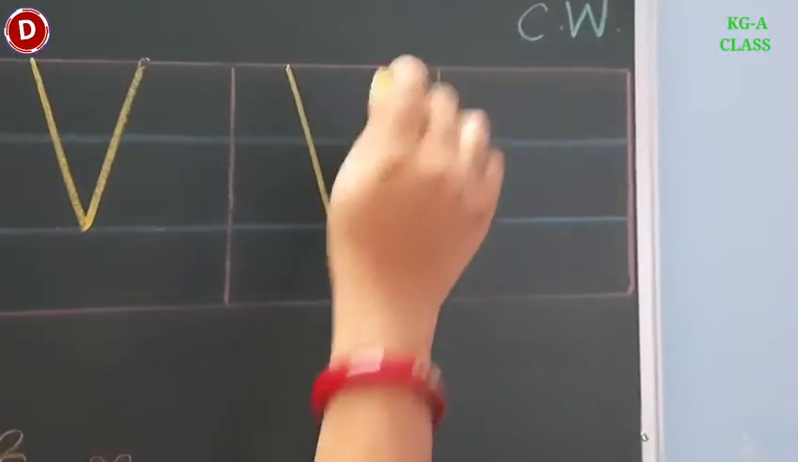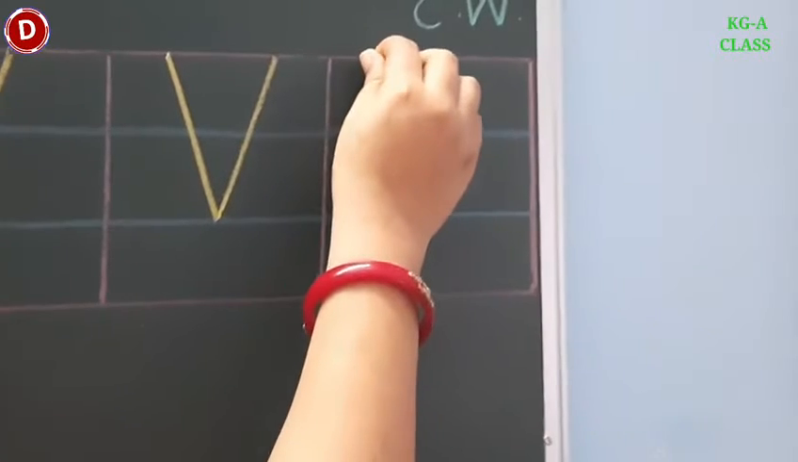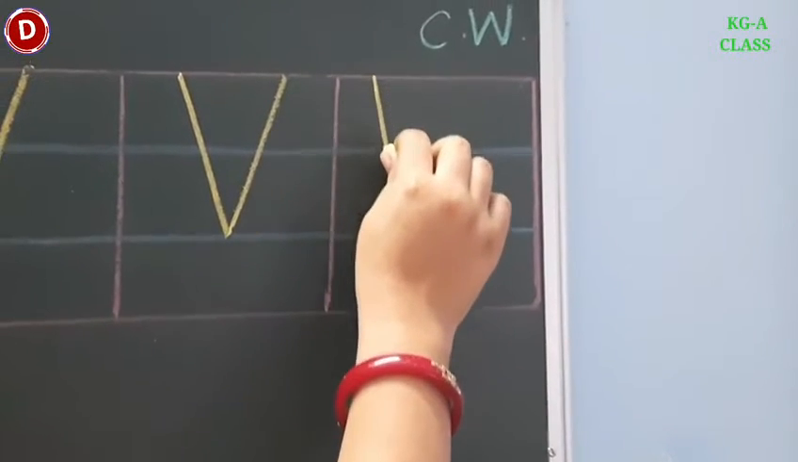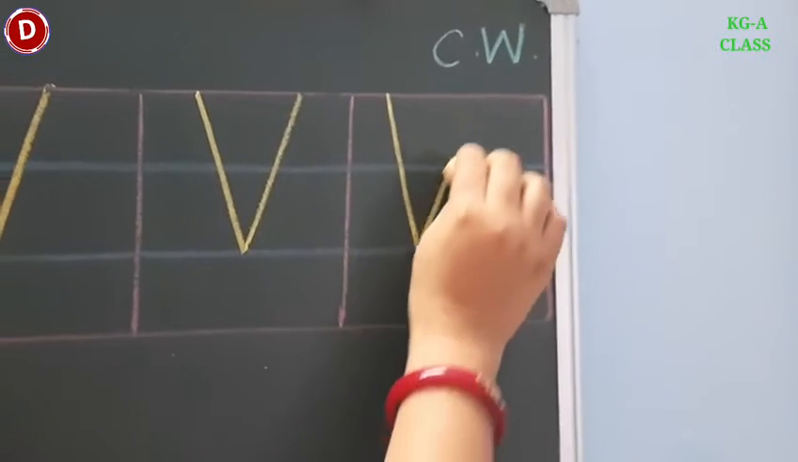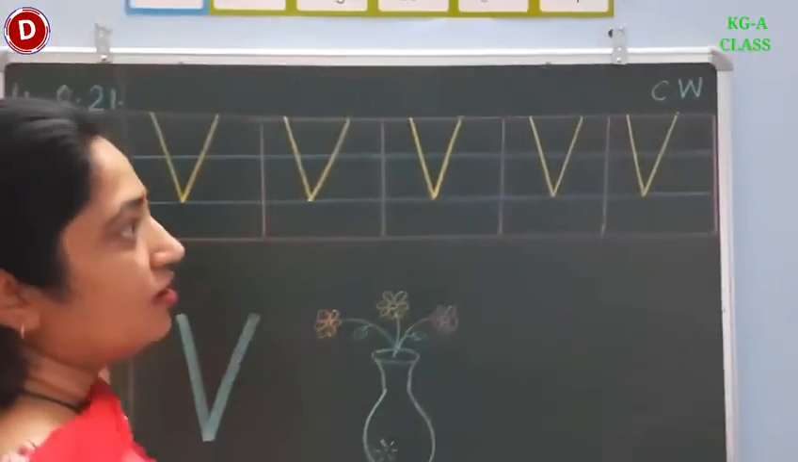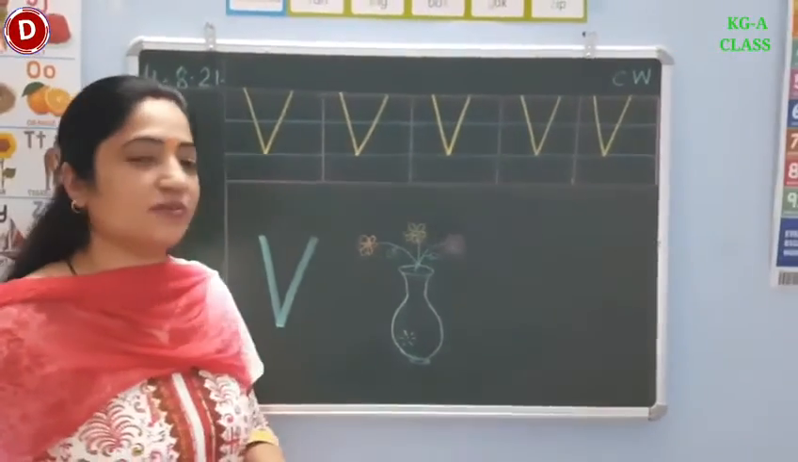In this way, you have to write capital V. You have to start from the red line, come till the second blue line, then go up and touch the red line. In this way, you have to write, children, capital V.